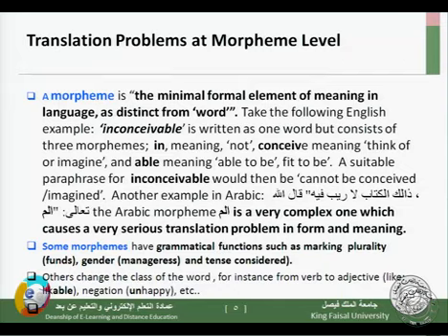Now, I have chosen the following verse from the Holy Quran. أعوذ بالله من الشيطان الرجيم بسم الله الرحمن الرحيم قال الله تعالى ألف لام ميم ذلك الكتاب لا ريب فيه هدى للمتقين.